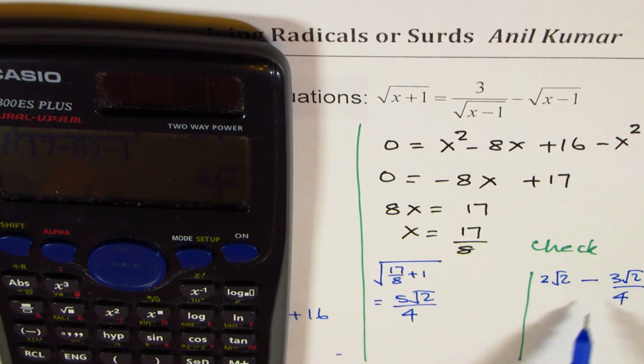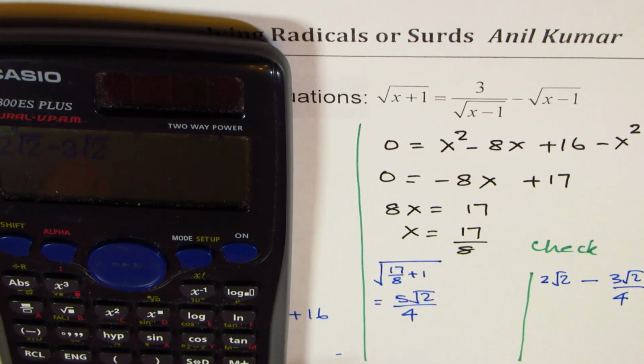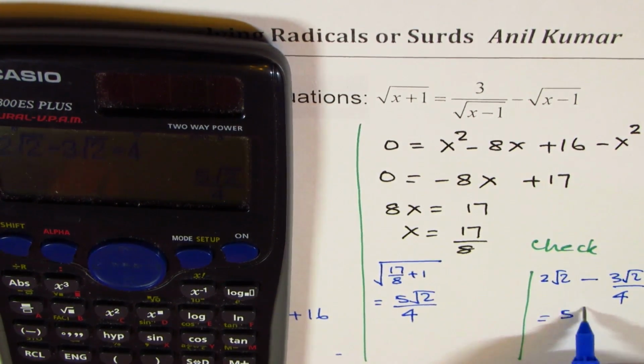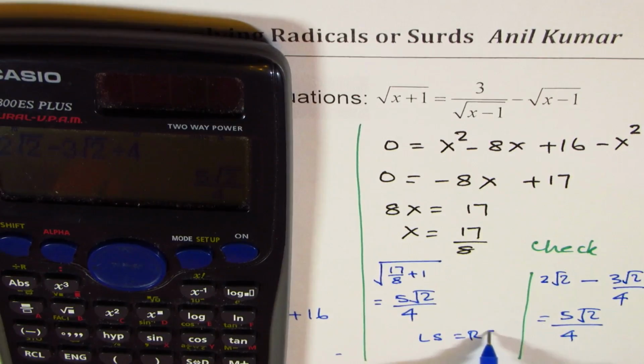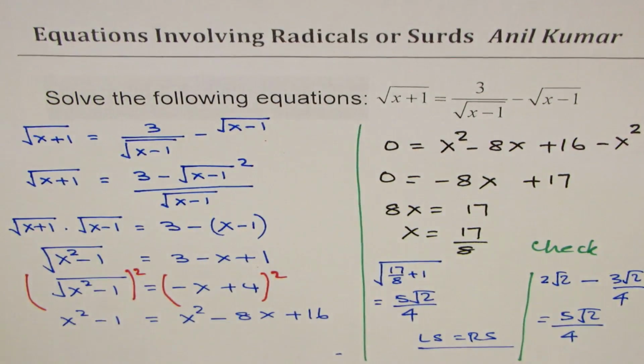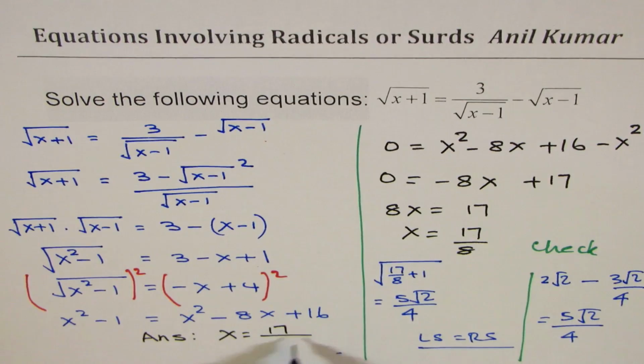So let's combine these terms. Is it okay? So we have 2 square root 2 take away 3 square root 2 divided by 4. And what do we get? We get 5 square root 2 over 4. Do you see both are equal? Right. So the left side equals the right side. So this solution works. Perfect. So therefore, we know that the answer is x equals 17 over 8. Right. So that becomes the solution of the given question.